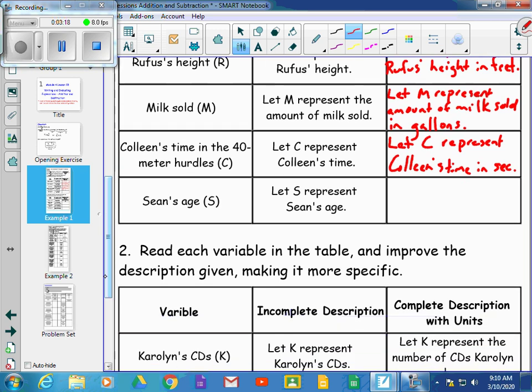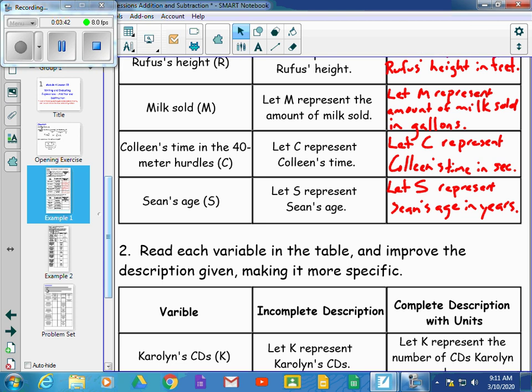And then finally, Sean's age. Let S represent Sean's age. Okay, it would be better if we understood that let S represent Sean's age in years. By including the units, we get a better understanding, and we can also check ourselves for later on when we learn to solve these expressions if it makes sense. We want to make sure that the units make sense with what we're solving.